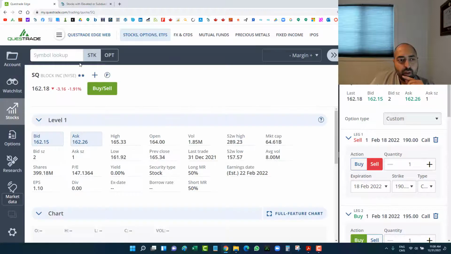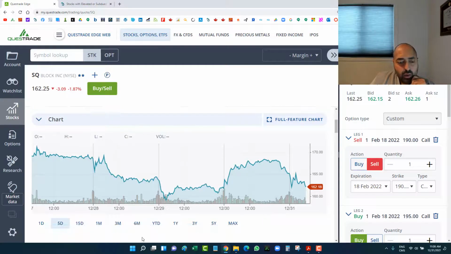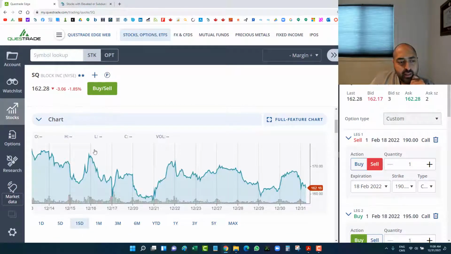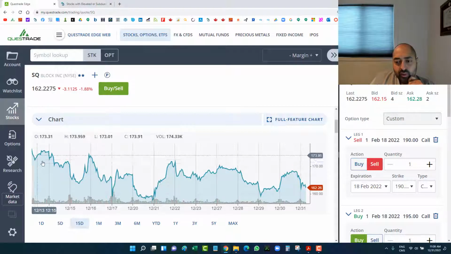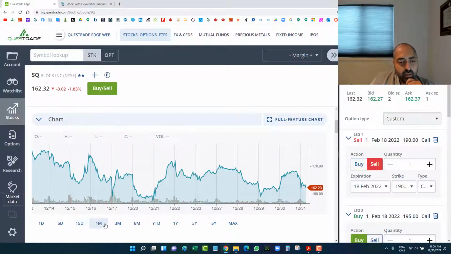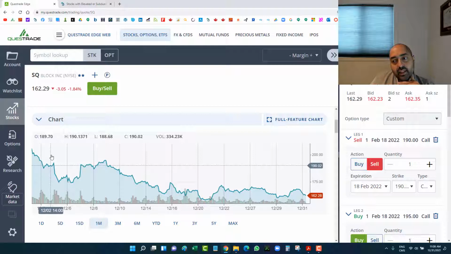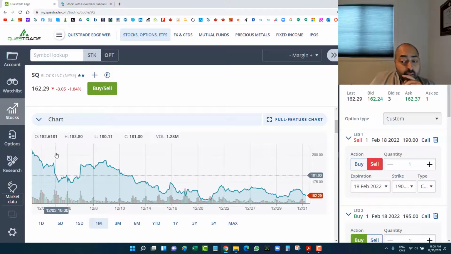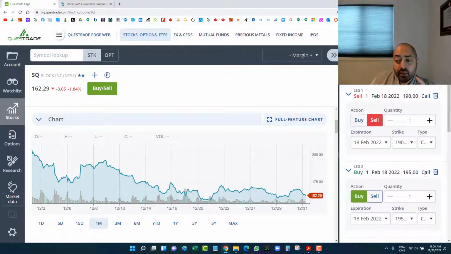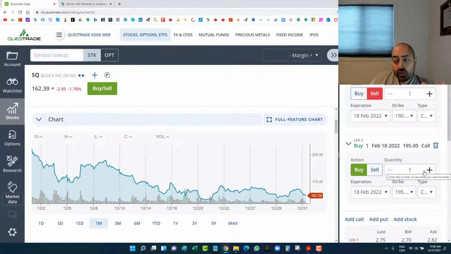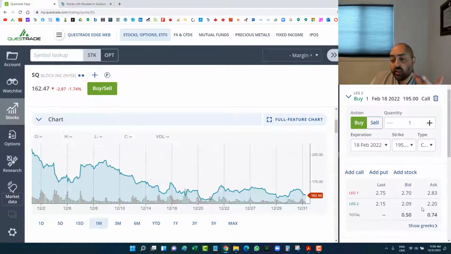Square, let's see where Square was trading at recently. So in the last 15 days, Square was between 175 and 160. Last month, it came from 201 to 162. Can it jump back up to 190? Or if it goes up gradually, I can eventually close the trade for 50%, because in this case I would have collected $1 from the initial put spread, 20 cents from rolling the put spread, and then 60 cents from this call spread.